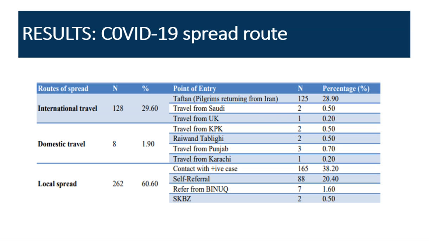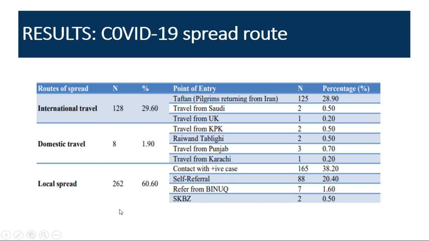COVID-19 spread route. In our study, we tried to classify the source of entry or the source of spread of COVID-19 into 3 major ways. The first one being international travel, the second one being domestic travel, and the third being local spread. I hope you can appreciate from this table that the majority of the cases for COVID-19 emerged from local spread.